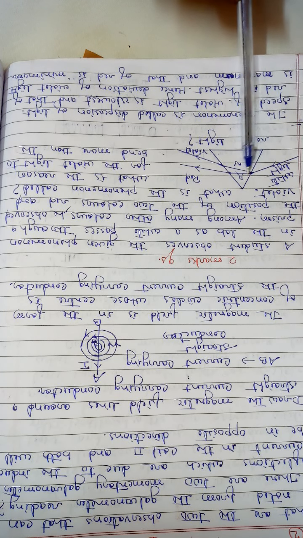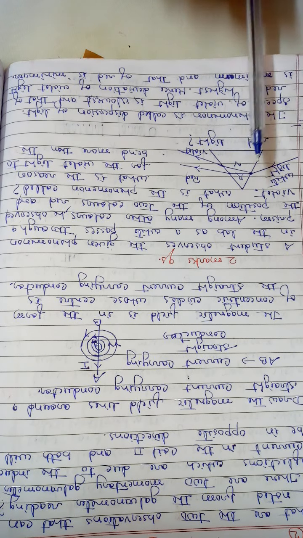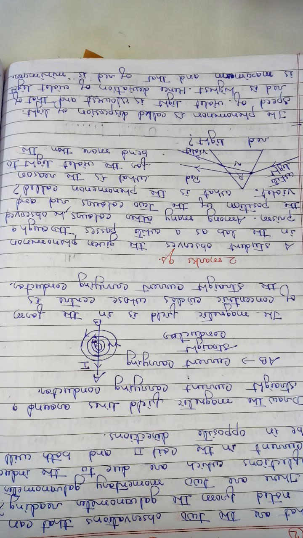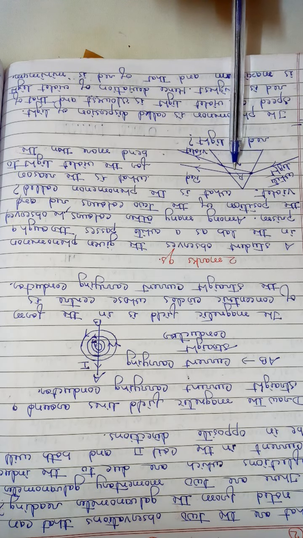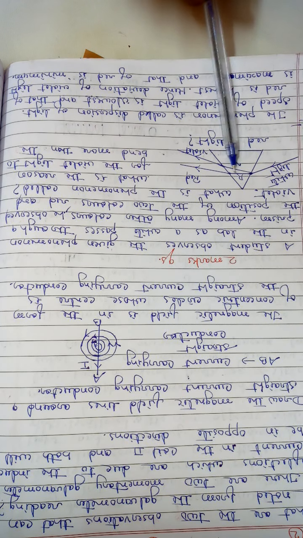Now here, as we know, the white light consists of 7 colors. So out of these 7 colors, the speed of violet light is the slowest and that of the red color is the highest. Hence deviation of violet light is maximum and that of red light is minimum.